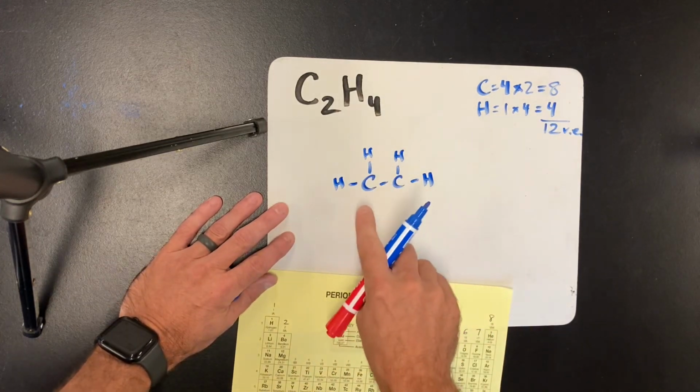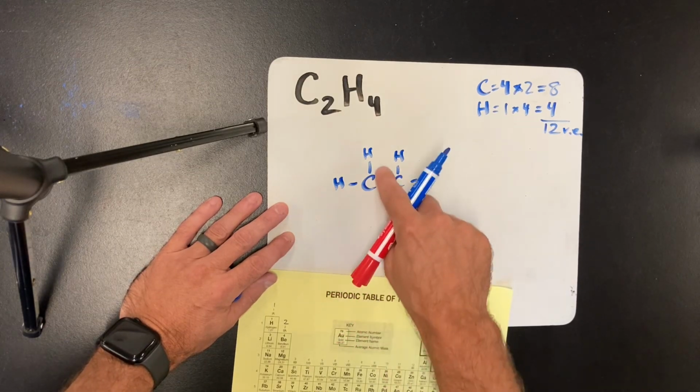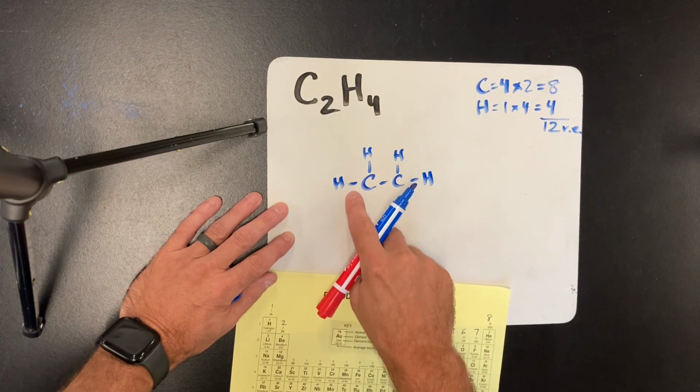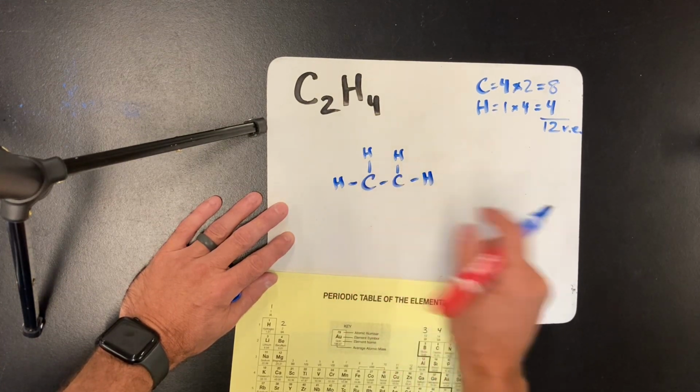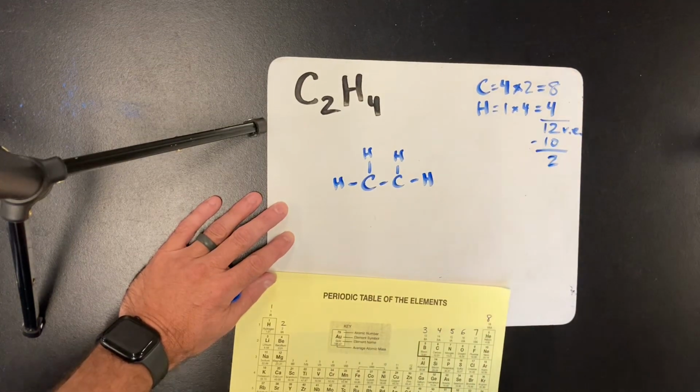All right, and so now we're going to count out how many valence electrons we're already using. So we've got 2, 4, 6, 8, 10. Remember, each line counts as 2 shared electrons. So we're going to subtract 10, and so we've got 2 more valence electrons.